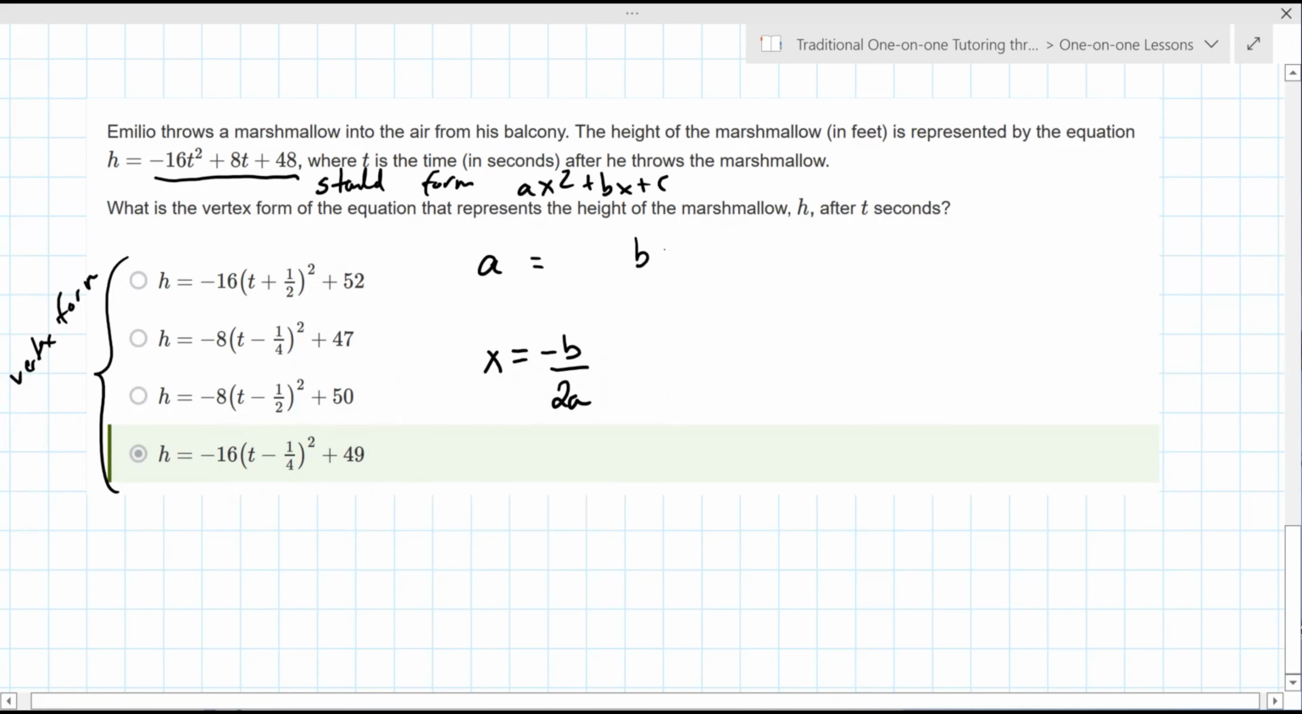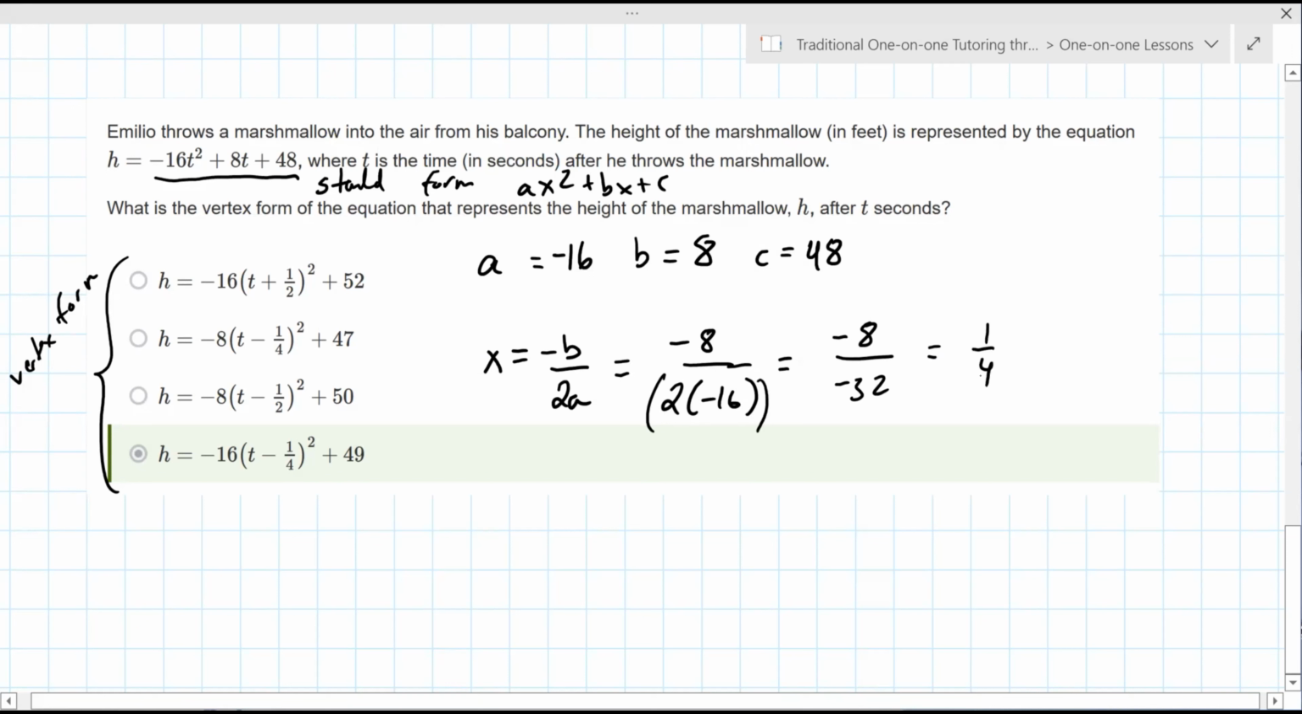So can you tell me, again, it's ax squared plus bx plus c. Could you tell me the value of a, b, and c of this standard form equation? A is -16. B is 8. And C is 48. Perfect. All right. So minus b, that's minus 8 over 2 times minus 16. If you use a calculator, be sure to put extra parentheses around the denominator. So this ends up being minus 8 over minus 32, which is 1/4.